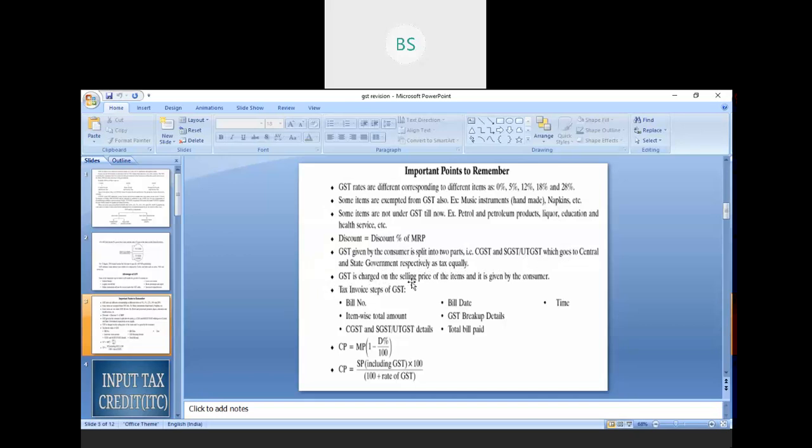GST is charged on the selling price of the items and it is paid by the consumer. So on what is it chargeable? It is chargeable on the selling price and it is paid by the end user, that is the consumer or customer. Now the tax invoice. What all things will be there when GST is mentioned? Bill number, bill date, timing, item-wise total amount, and GST breakup details will be mentioned.